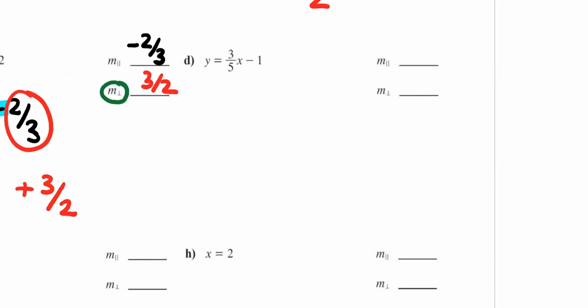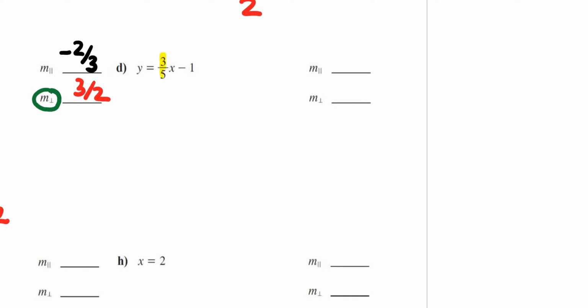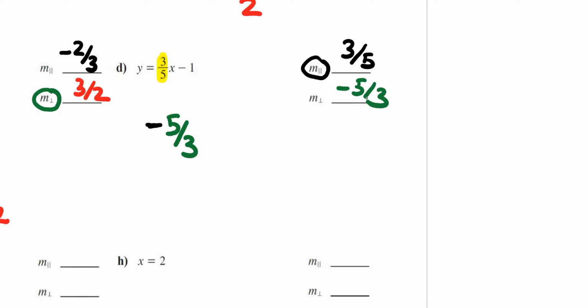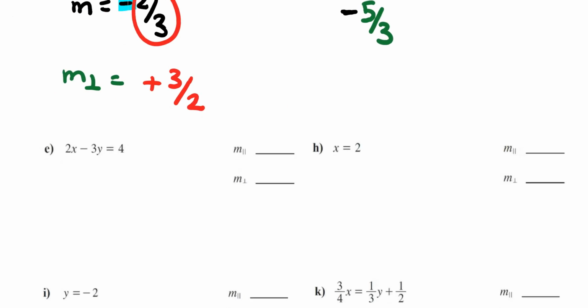Okay, same idea for letter D. The slope here is 3/5. So a line that's parallel to that will also have a slope of 3/5. And the negative reciprocal of 3/5 is negative, and that'll be 5 over 3. We just flip that fraction, so negative 5 over 3. Okay, let's move on to letter E.